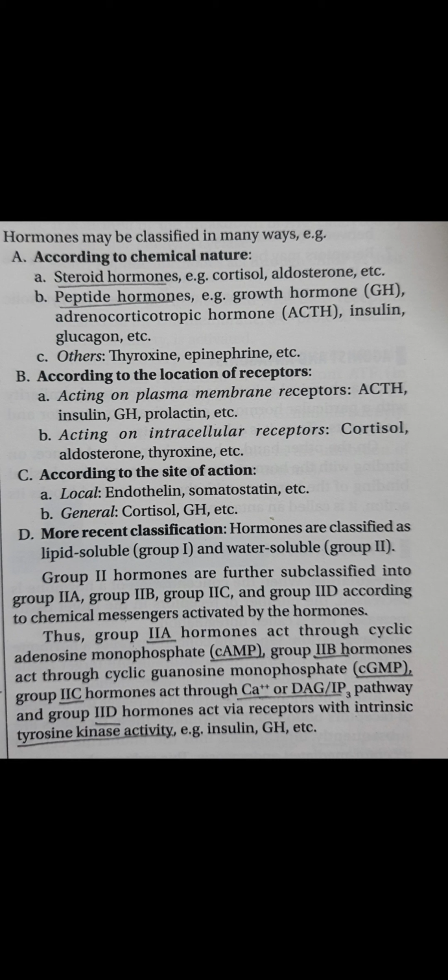In chemical nature, hormone may be steroid hormone like cortisol, aldosterone, may be peptide hormone like growth hormone, adrenocorticotropic hormone, insulin, glucagon, etc. and other type. In other type, we can see amino acid derivative hormone like epinephrine or iodothyroid hormone, iodine containing hormone like thyroxine. So this is the chemical nature classification of hormone.